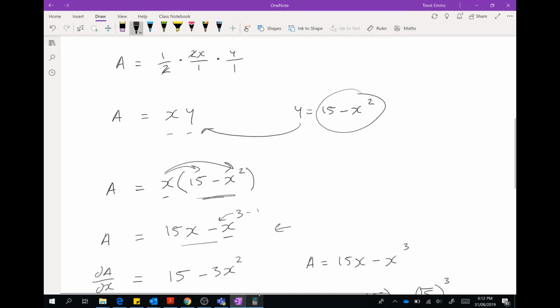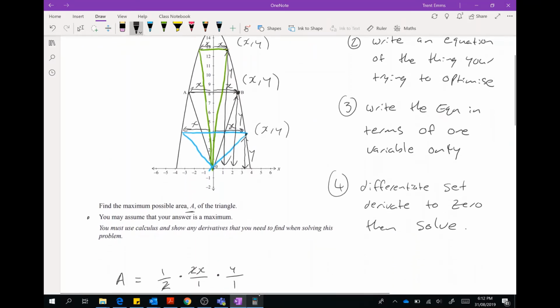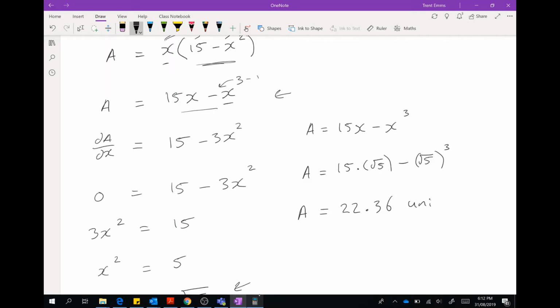And we'll just check for units. No units on here, so we just say units squared since it's an area. And that there will get you a merit for this question.